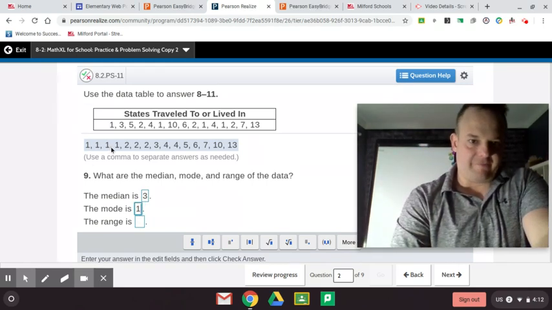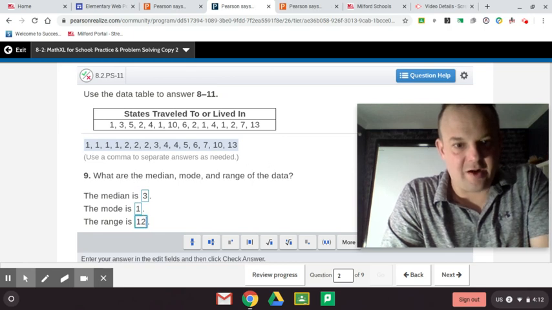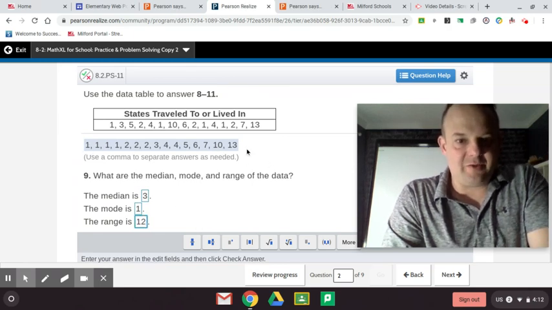You can see that there are 4 ones. Now the range is the maximum minus the minimum. So 13 minus 1 is 12. Now what we'll work up to is finding the middle of the lower half and the middle of the upper half. So let's just do that now just for fun.